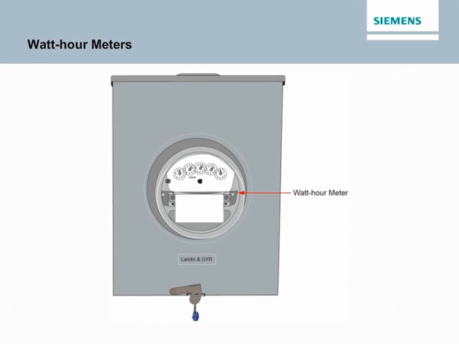Most of us are familiar with the watt-hour meter located outside our homes. The watt-hour meter is typically provided by the power company and is used to determine how much electricity has been consumed for billing purposes. Watt-hour meters used in most residential applications are designed for use with single-phase power, but meters used in many commercial applications are often designed for use with 3-phase power.